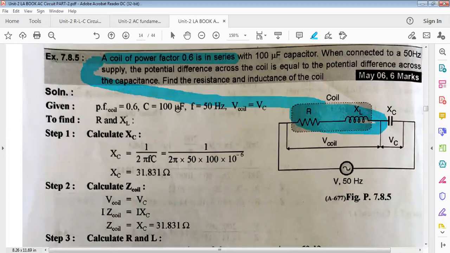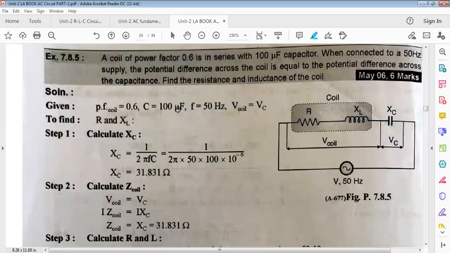If the coil is purely inductive, what will its power factor be? 0. Okay. So here it is given power factor is not 0 and it is 0.6, means obviously resistance is there in series with the inductance. Okay. So this is the coil which is connected in series with capacitor 100 microfarad.